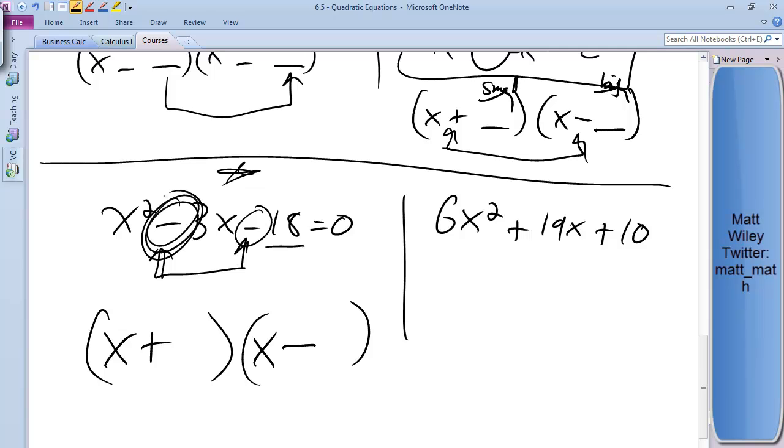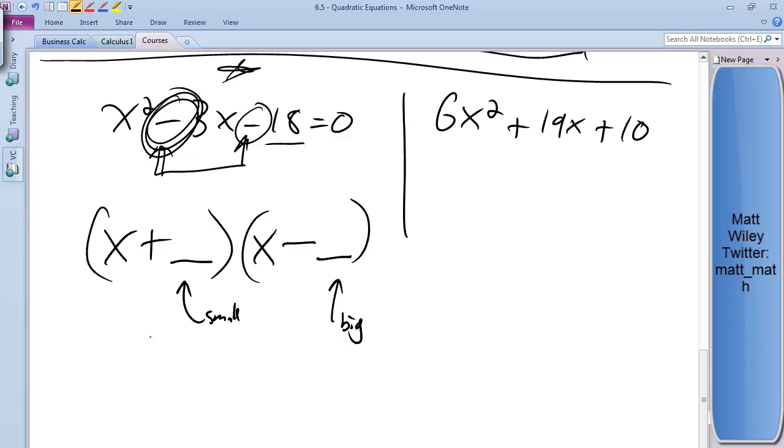Because this part's negative, that tells me that the small number is going to be my positive. So this is going to be my smaller. And whatever goes into this blank is going to be the big one. How do I figure out what those are? Well, I take the number 18 and I see how it factors.